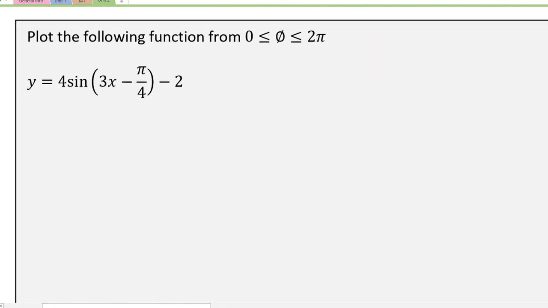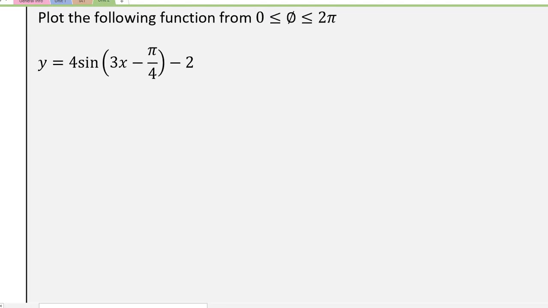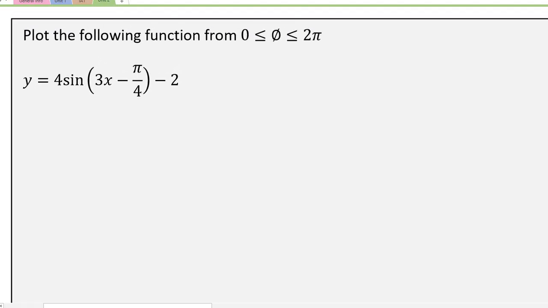Okay. Similar thing, guys. Plot the following function from 0 to 2 pi. Before we do our axes, let's just figure out our vertical shift, amplitude, period, all that stuff. So can anyone call out what's one of the easy ones that we can straight away just read off from the equation? Amplitude. Amplitude is 4. Too easy. What else? Yep. Vertical shift. What's that? -2. What do we want to do next?